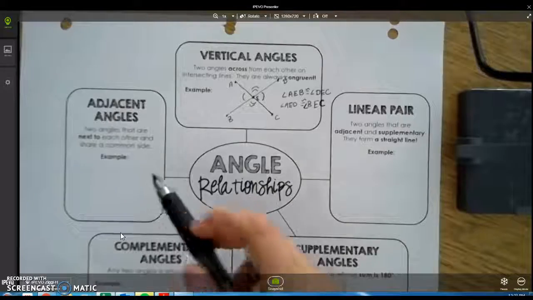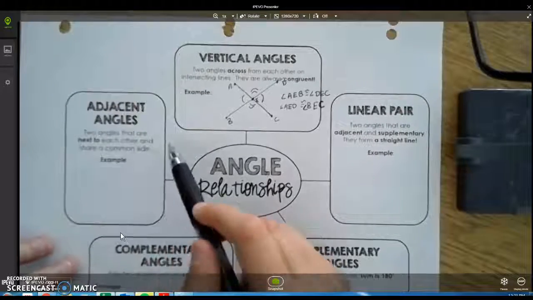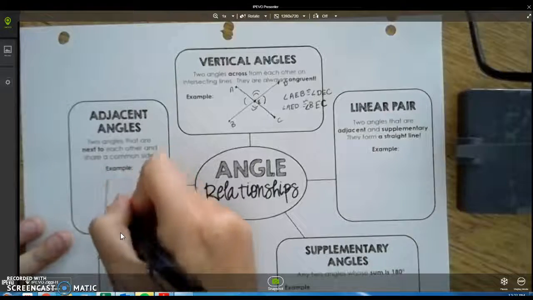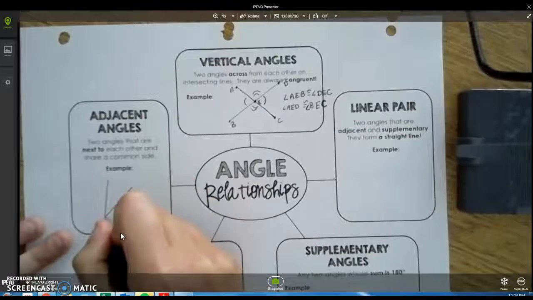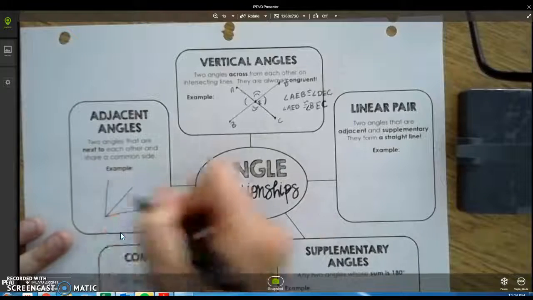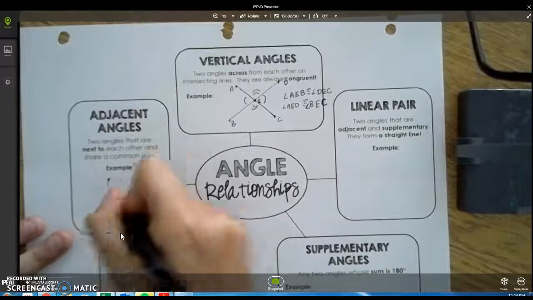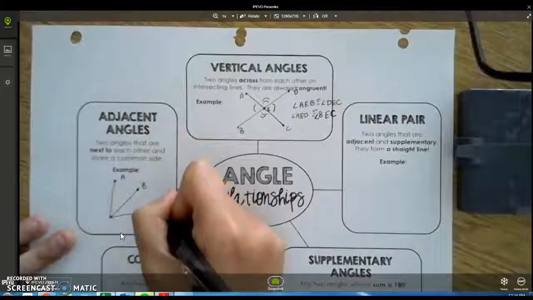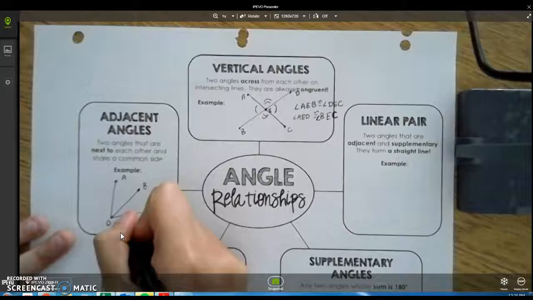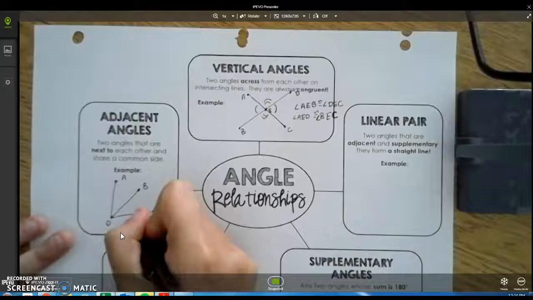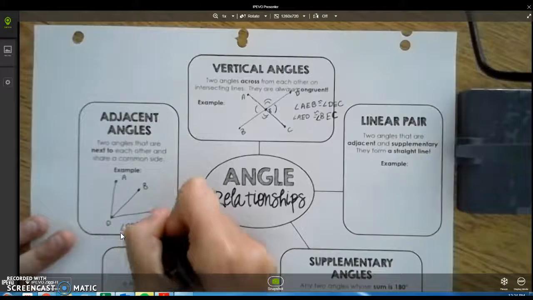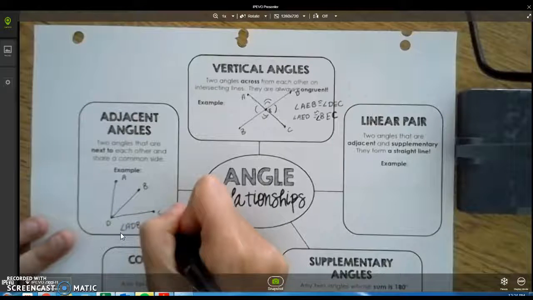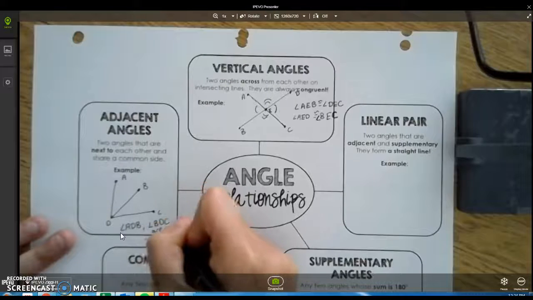Let's go on to adjacent angles. Two angles that are next to each other and share a common side. So this one is just this easy. A, B, C, D. And I know that angle ADB and angle BDC are adjacent.